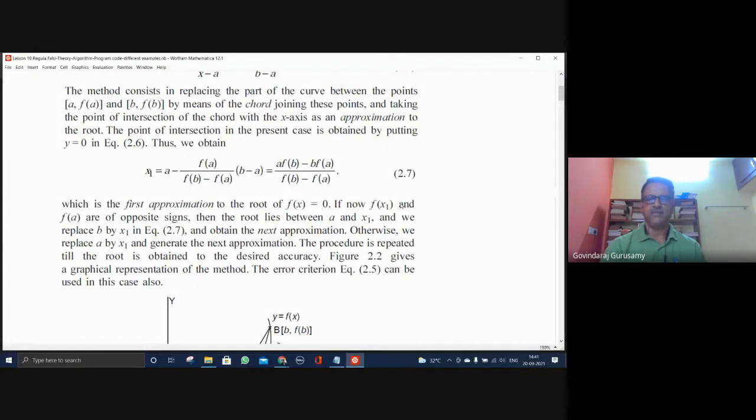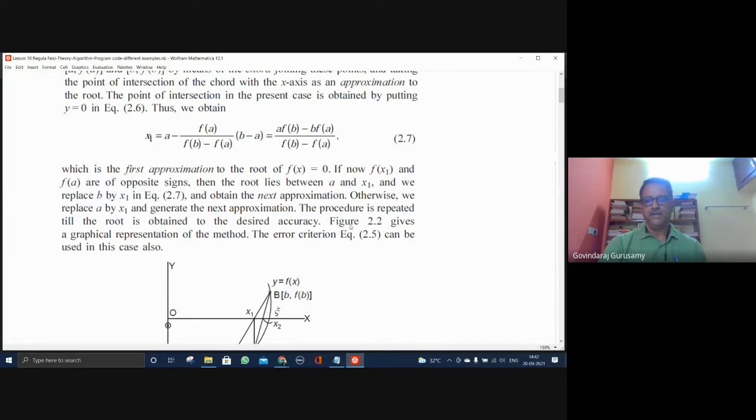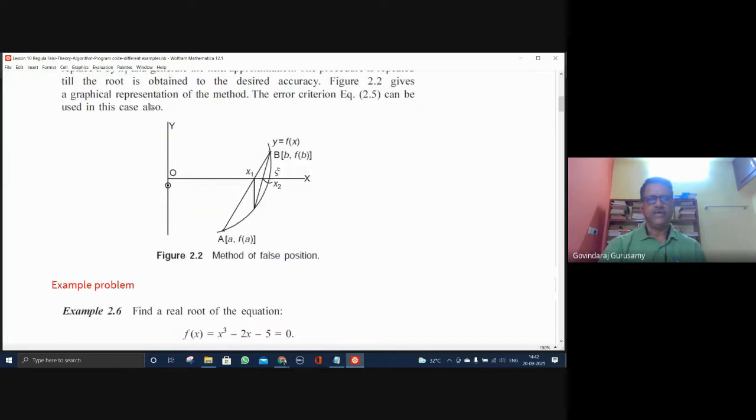If now f of x1 and f of a are of opposite signs, then the root lies between a and x1, and we replace b by x1 in equation 2.7 and obtain the next approximation. Otherwise, we replace a by x1 and generate the next approximation. This procedure is repeated till the root is obtained to the desired accuracy. It is similar to what you have seen in the bisection method, but here it is done in terms of the chord. Figure 2.2 gives you the graphical representation of the method.